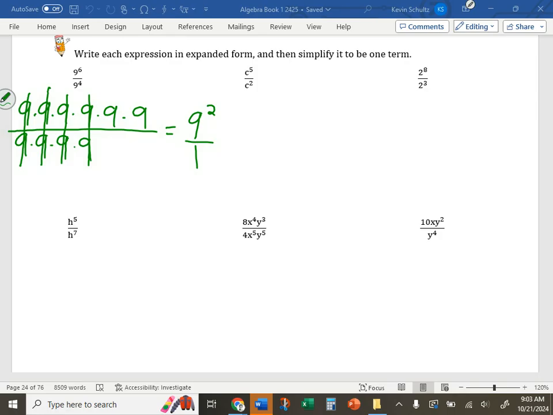and there's our final answer. Okay? C to the 5th over C squared. C times C times C times C times C over C times C. See what I'm doing here? Get it? Okay. Anything divided by itself equals 1. Cancel out 2 pairs of C's. How many C's are left? 3 in the numerator. So if you want to put C cubed over 1, then you can, but you don't have to. Using the rule, 5 minus 2 equals 3. The base stays the same.